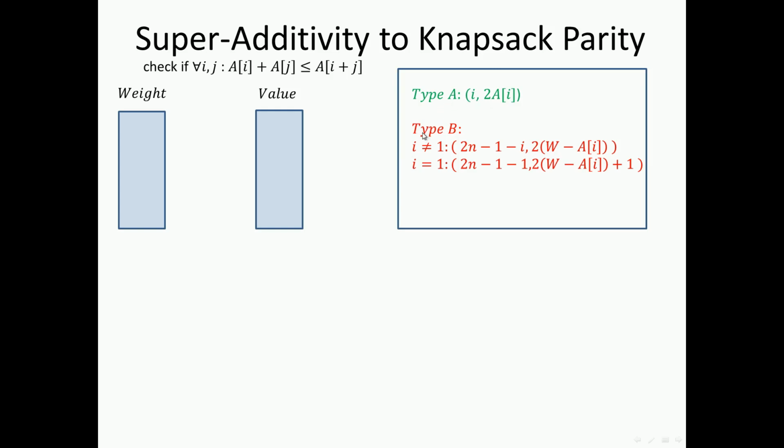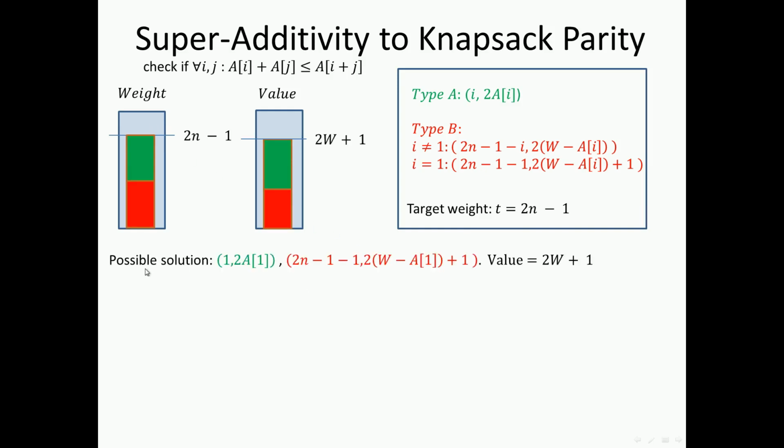And we have type B items, such that for every i that is not 1, we create an item with weight 2n minus 1 minus i and value 2 times W minus a_i, where W is a large enough value. For the case of i equals 1, we increase the value of the item by 1. Also, we set the target weight t to be 2n minus 1, so every solution that gets a weight larger than 2n minus 1 is not a valid solution.